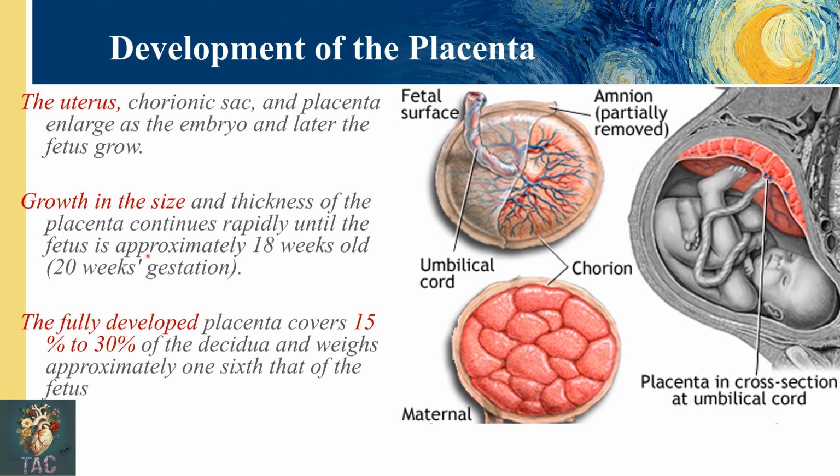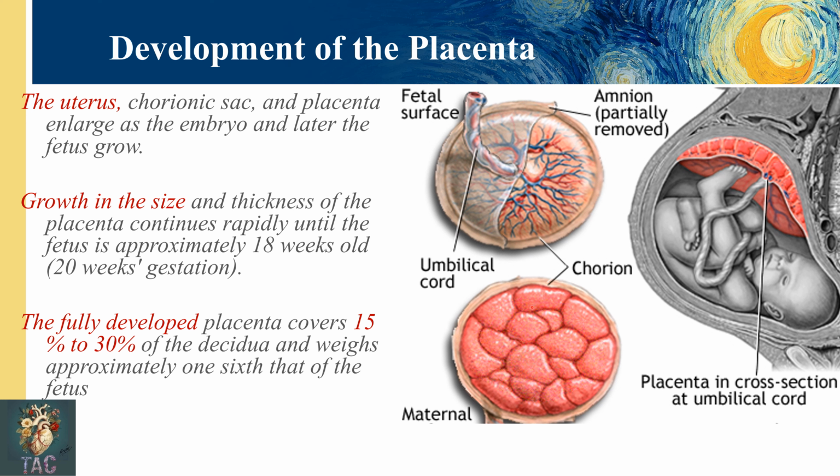So growth in size and thickness of the placenta continues rapidly until the fetus is approximately 18 weeks old, that is the 20th week of gestation. The fully developed placenta covers about 15 to 30% of the decidua, and it weighs approximately 1/6 that of the fetus. In this slide you can see the fully developed placenta; this one is the fetal side of the placenta, and this one is the maternal side of the placenta.